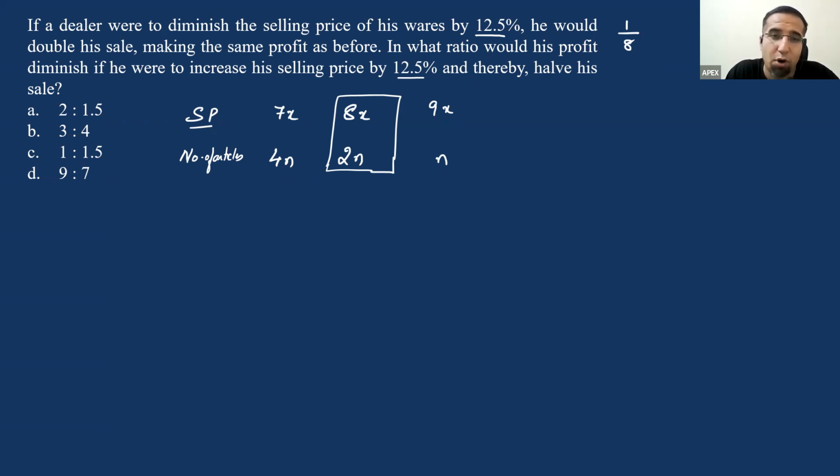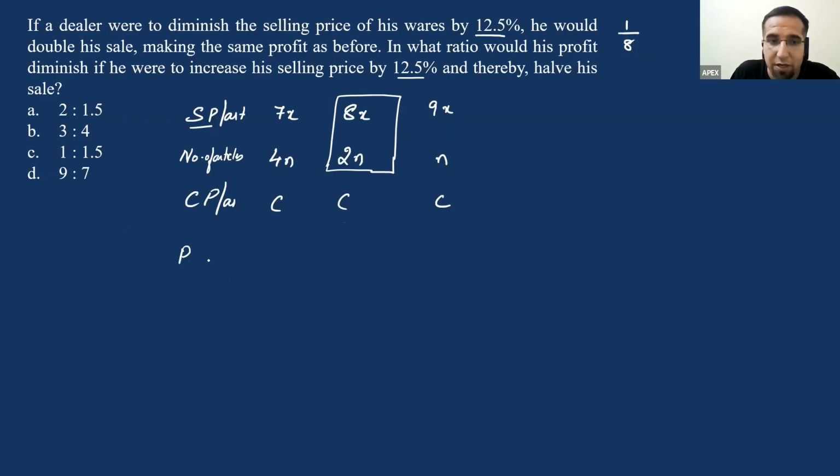In what ratio would his profit diminish? That means I'm looking at the final value divided by the initial value. The question says the profit remains the same. That means there is some cost price per article. I repeat, I am taking the selling price per article, and I'm taking the cost price per article as C, which remains constant. What is the profit that I'm making when I'm selling at this price?